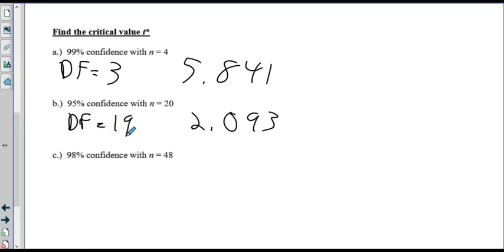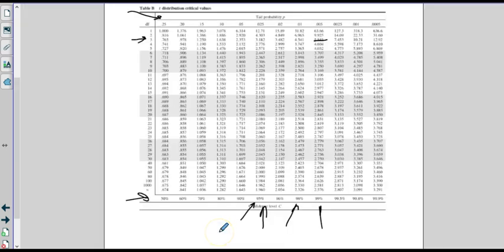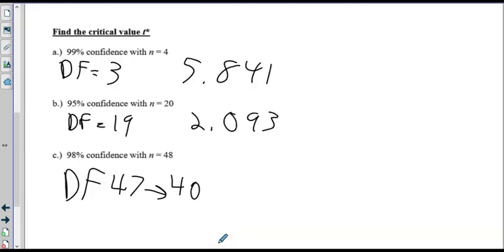Now this one's a little tricky. What's the degrees of freedom on this one? 47. Is 47 on the chart? No. It is not. So we have to go slide back to what? 40. Very good. So we're going to look at confidence interval of 98, which is right here, and we're going to go up to 40. 2.423. 2.423. All right.